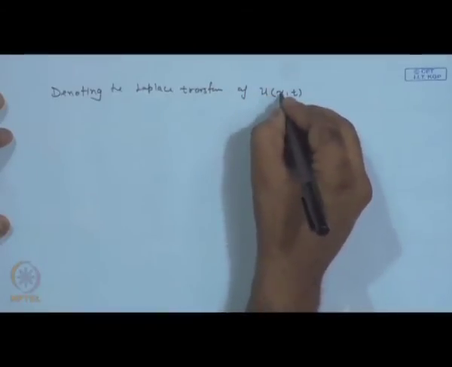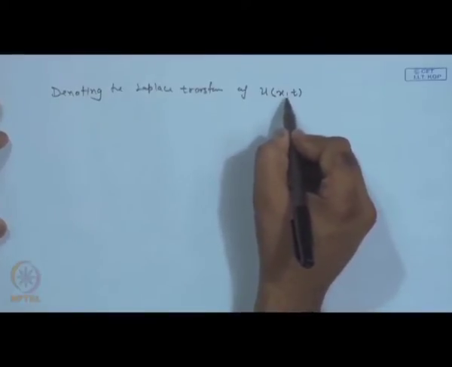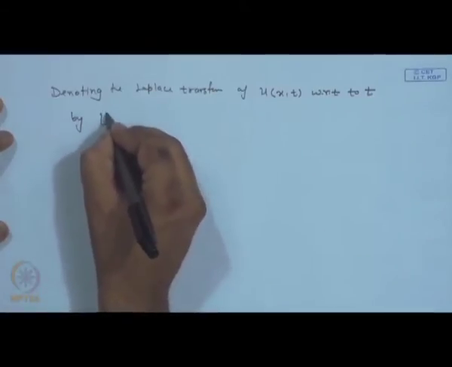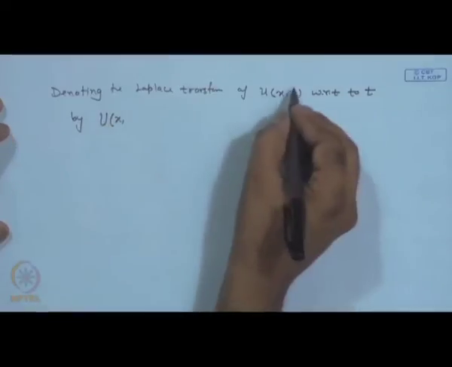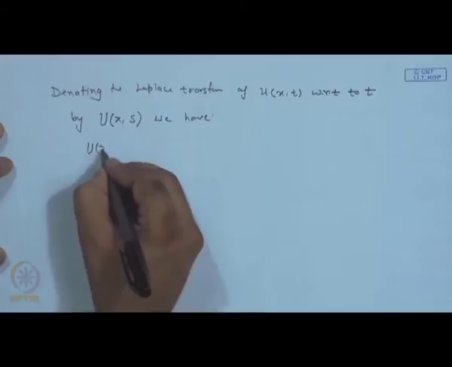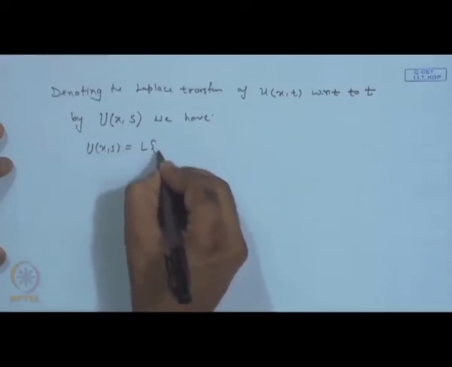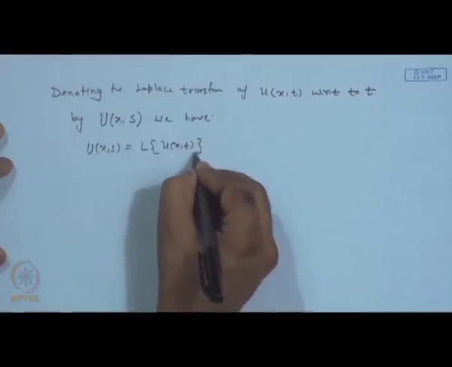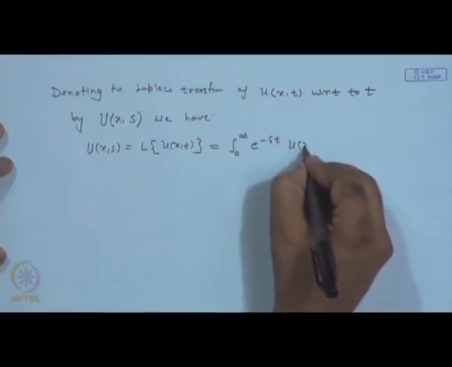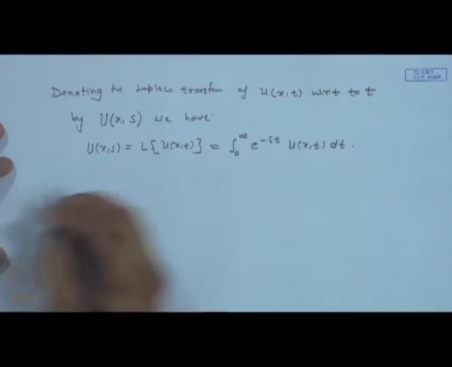So, we have two independent variables x and t. So, we denote this Laplace transform with respect to t by u(x,s), with x untouched. Here this transformed variable s will come, and by definition u(x,s) is the Laplace transform of u(x,t), and this is the integral from 0 to infinity of e^(-st) u(x,t) dt.